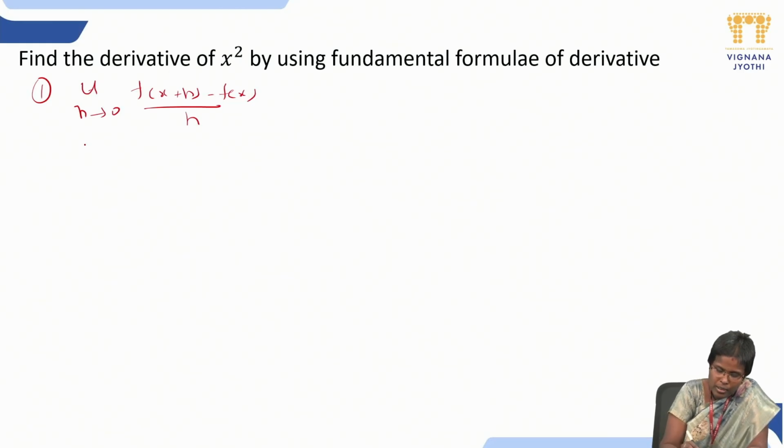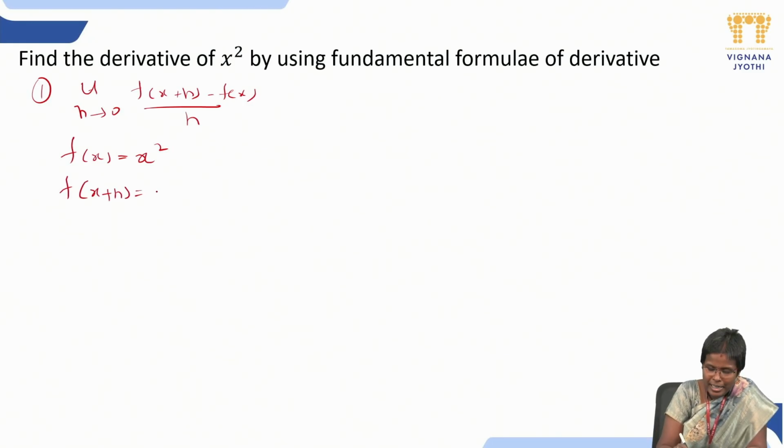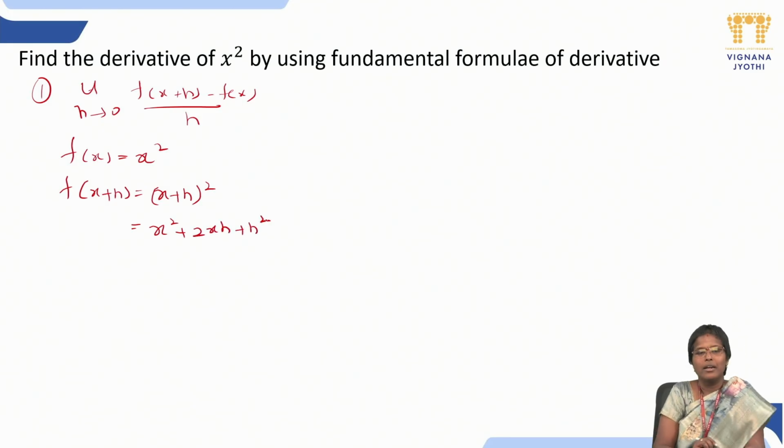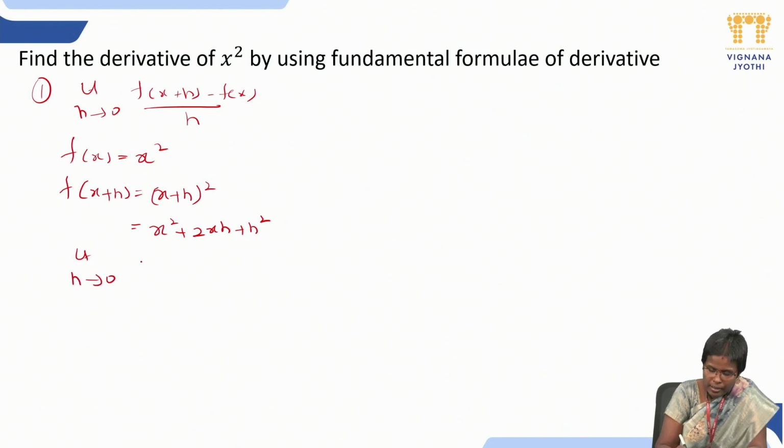Now, if you observe here, what is the given function? This is nothing but x square. Fine. Now f of x plus h: in place of x, what am I having? x plus h whole square. Right. So expand this: x square plus 2x into h plus h square. Now if we substitute in the fundamental formula of derivative, what are we going to get? x square plus 2h into x plus h square minus x square, by h. Now if you observe clearly, x square gets cancelled.